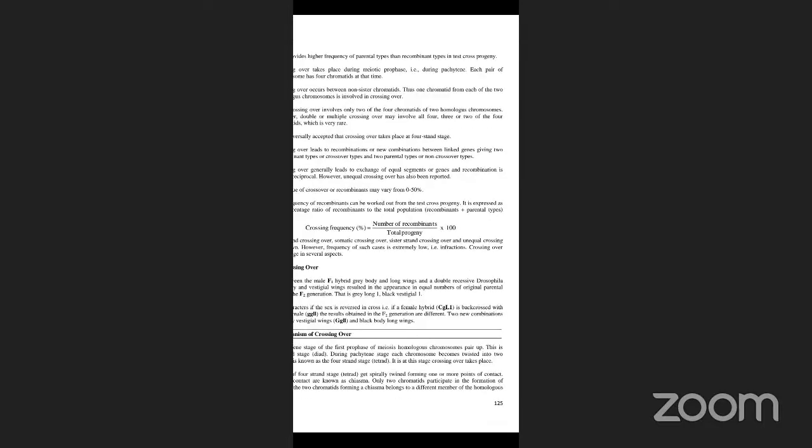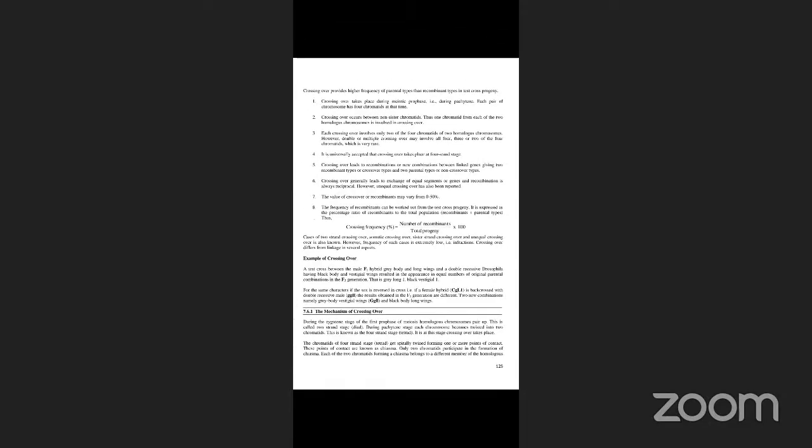And the value of crossing over or recombinants doesn't exceed 50%. So maximum it is 50%: 0% means no crossing over, 50% means half of the gametes are recombinant. The frequency of recombinants can be worked out from the test cross progeny, and it is expressed as the percentage ratio of recombinants to the total population. So here you can see crossing over frequency is given in percentage, how much crossing over occurred: number of recombinants divided by total progeny. Total means recombinant plus parental types, into 100.